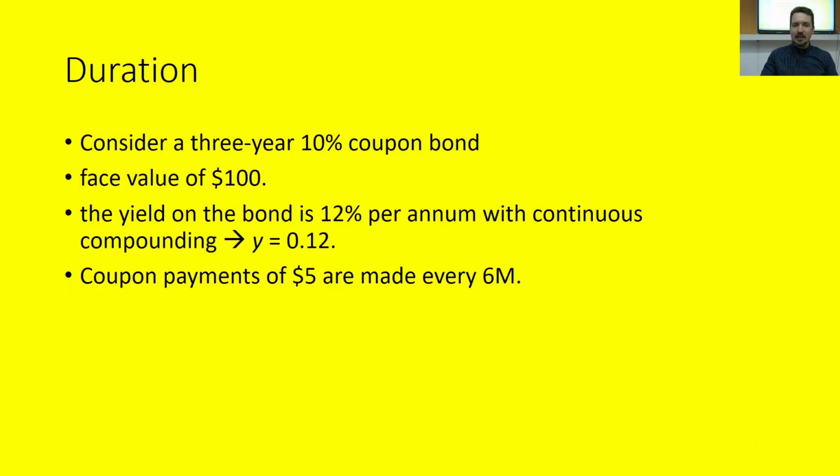If you are checking the book, we have this sample example, and let's assume that we have a 3-year bond which pays us 10% coupon, so interest, and face value is 100, and the yield of the bond is 12% per annum with continuous compounding. So the yield is this one, and coupon payments, so it's these $5, are made every 6 months.